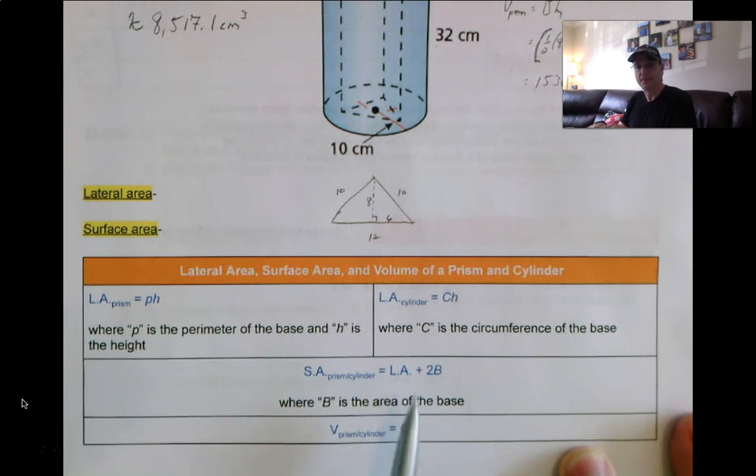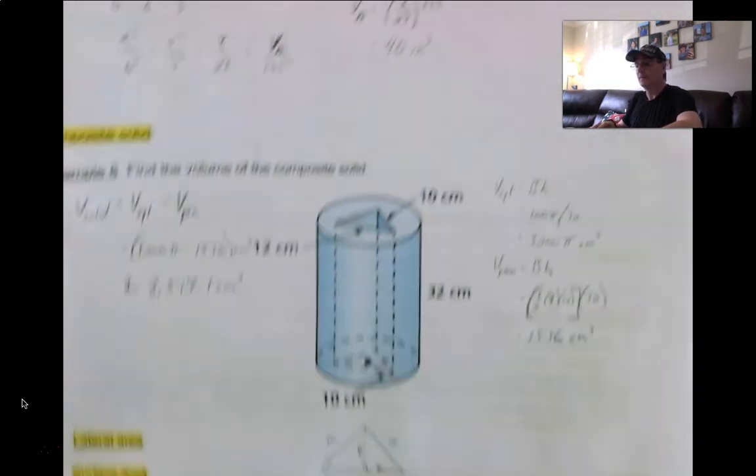This is one formula. Volume for a prism and cylinder, we've seen a bunch of times in this unit, area of the base times the height. These are all your formulas, fairly simple and easy to remember. In my opinion, there's really just 3 of them because these are essentially the same. Okay.